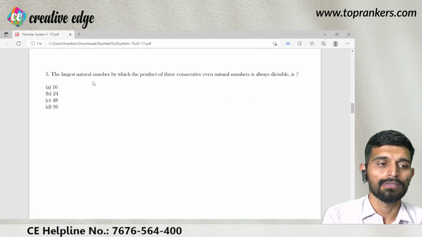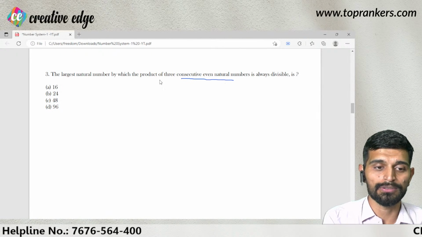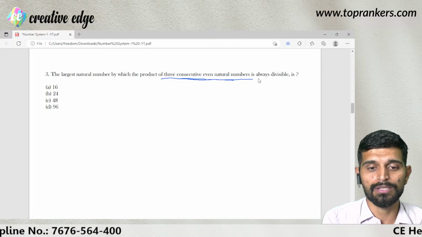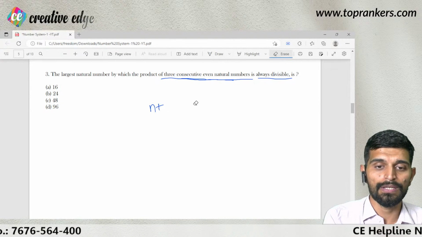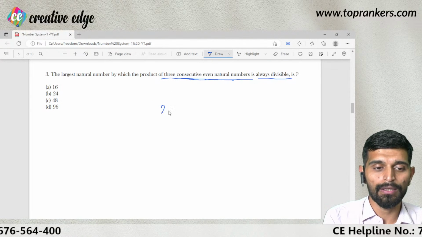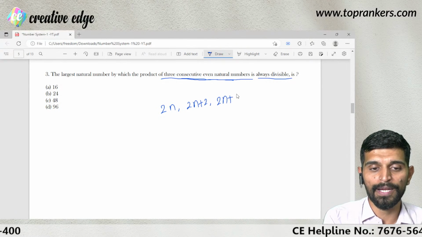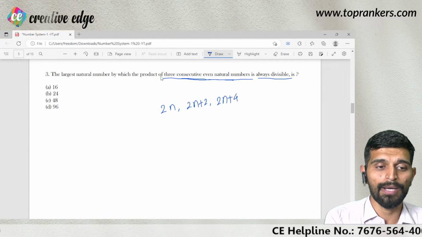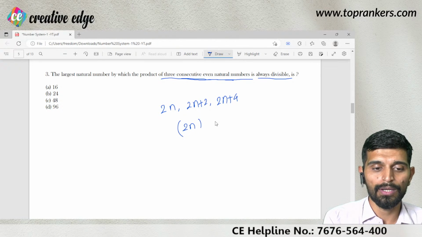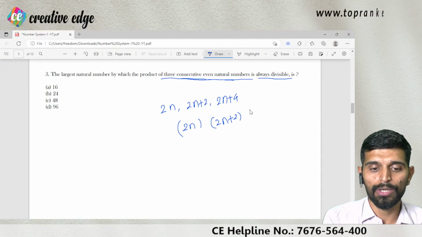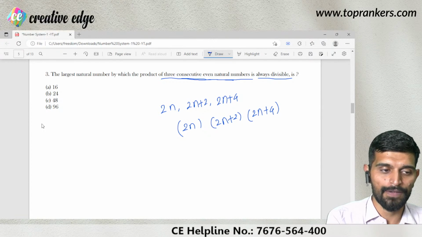Next, we have the largest natural number by which the product of three consecutive even natural numbers is always divisible. If my first even number is 2n, the next even number will be 2n plus 2, and the next even number will be 2n plus 4. The largest number by which the product of these three, 2n into 2n plus 2 into 2n plus 4, will always be divisible, which of the given numbers is it?